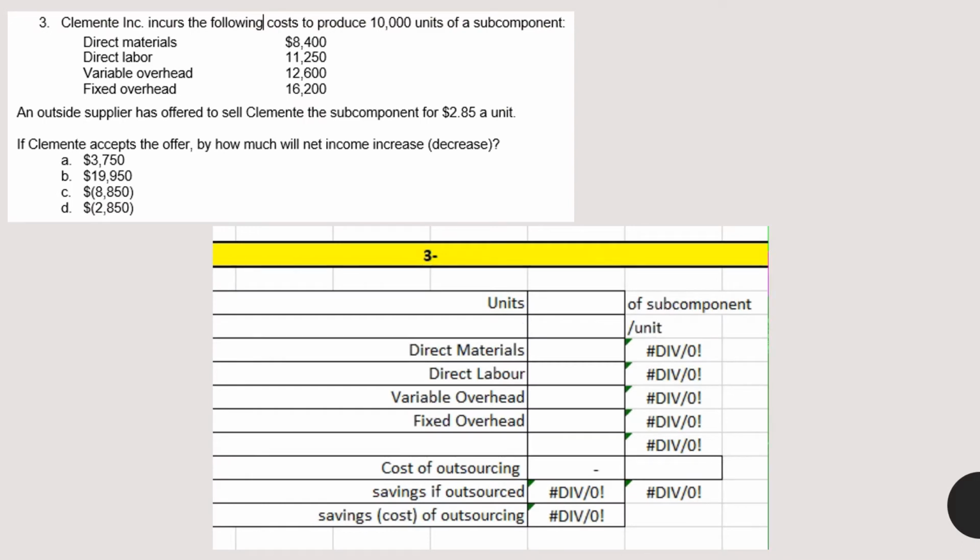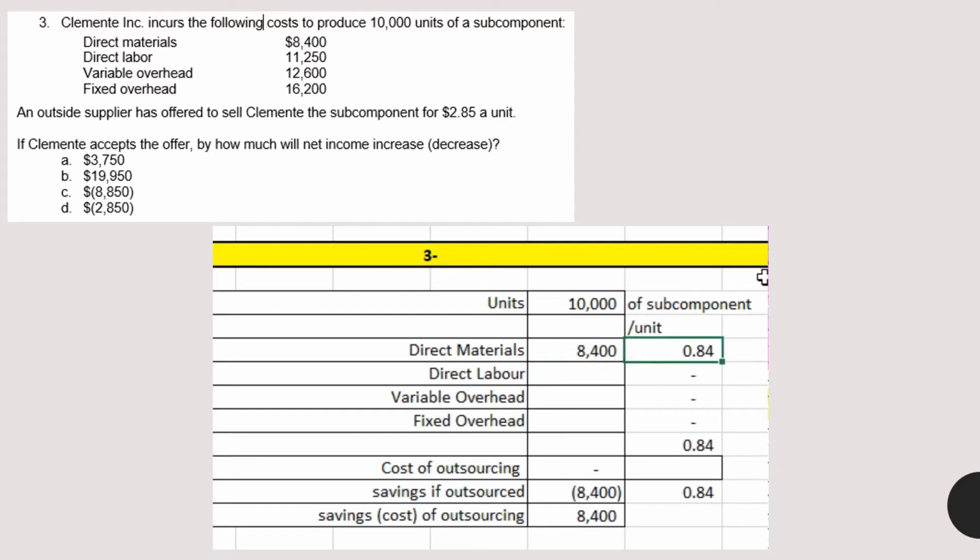Alright, we have this situation. Clement Inc. They incur the following costs to produce 10,000 units of a subcomponent. So we have 10,000 units. We have direct materials, which is $8,400, being 84 cents per unit. Direct labor, $11,250. Variable overhead, $12,600. Fixed overhead, $16,200.